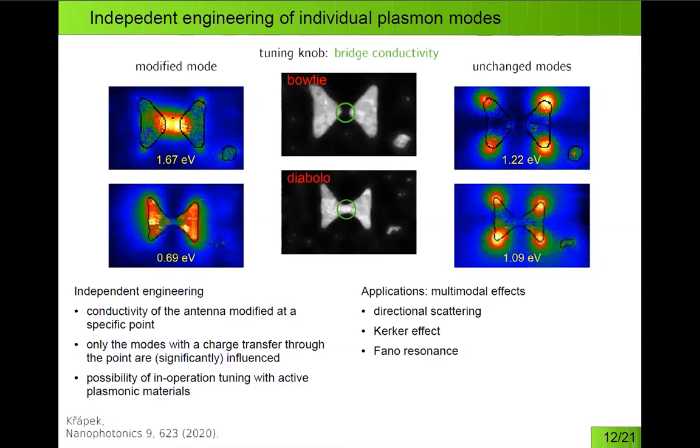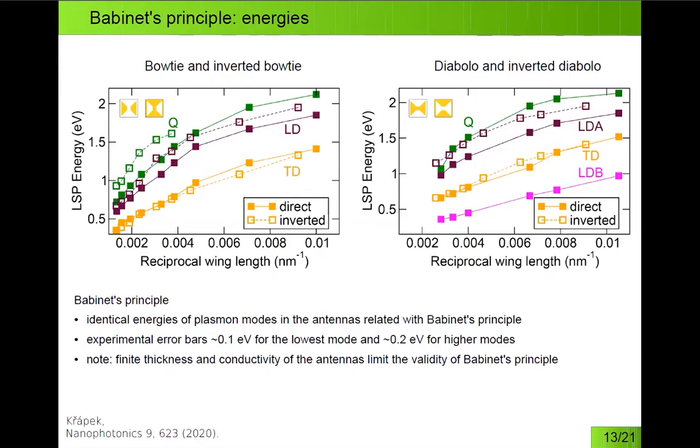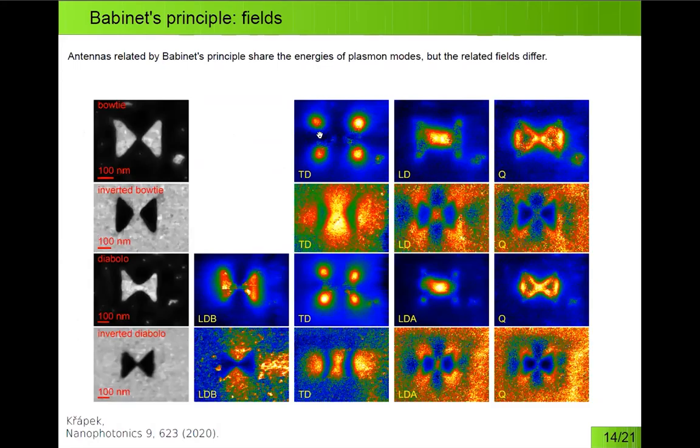Okay, so now there's a time for Babinet principle. Babinet principle predicts complementary response of complementary antennas. That means also the same energies of the modes. And if you look at this, this is indeed confirmed. So if you change bowtie into inverted bowtie, you are getting the resonance at the same energy. But what's different now is the field distribution. And this is nicely shown here. So these modes are present in both bowtie and inverted bowtie at comparable energies, but now this mode has clearly different field distribution than this mode.